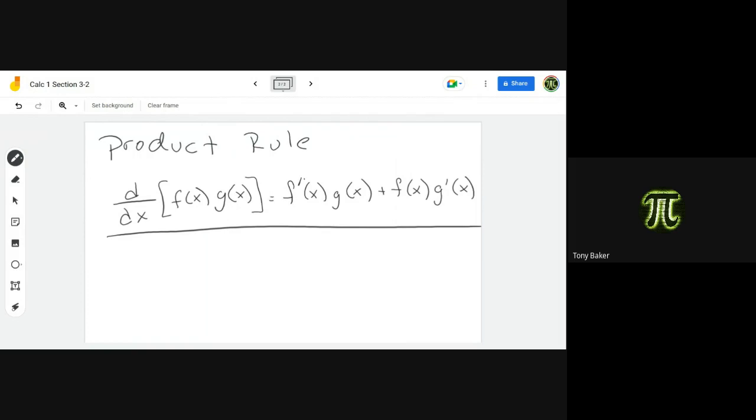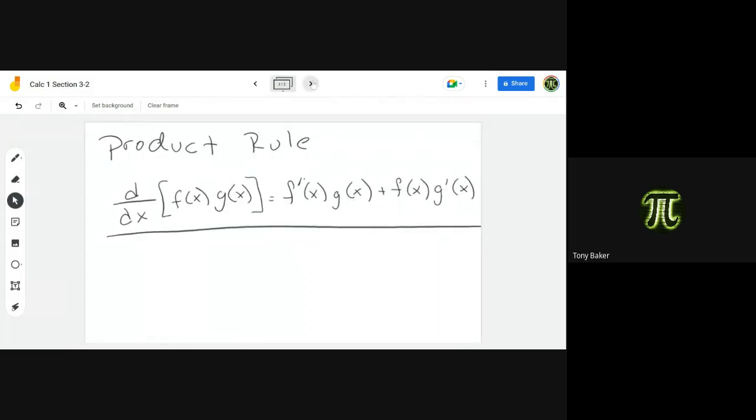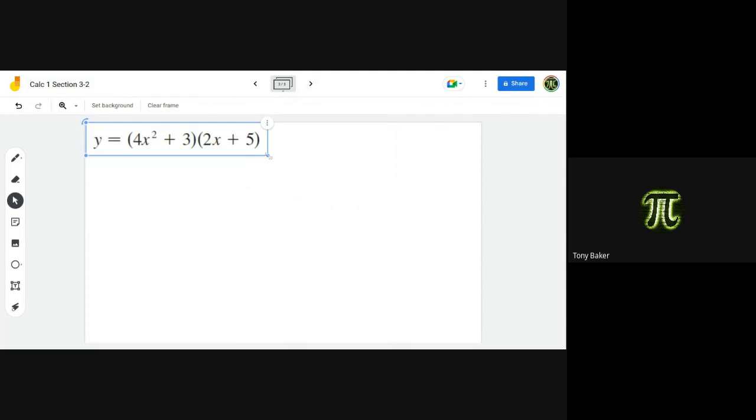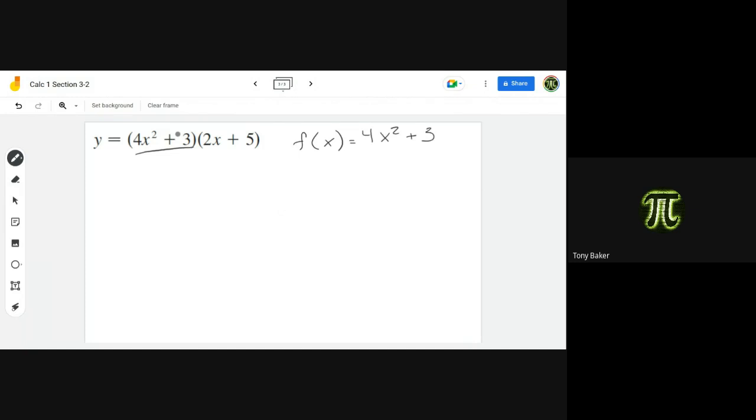All right, so we're back up with that problem. We're going to do this one again. All right, so let's look at this problem again. What's f of x? So when we're looking at it in terms of the product rule, the f of x is the first multiplication, the g of x is the second one.